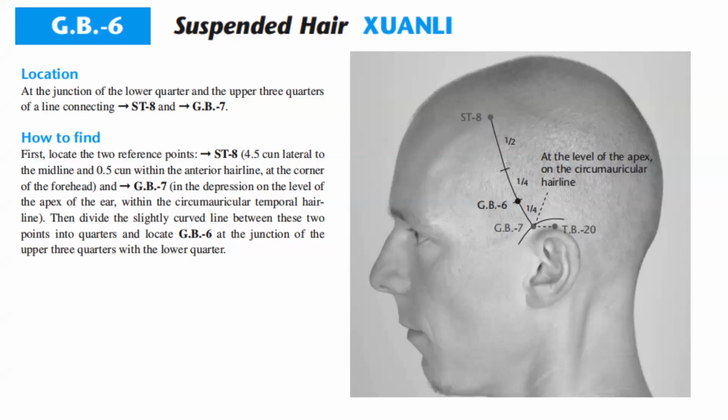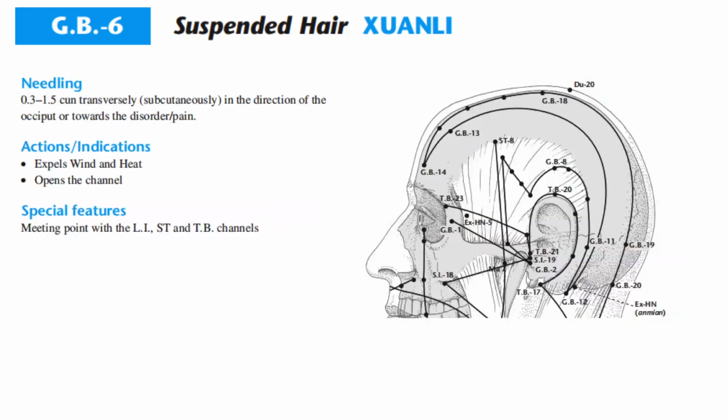Stomach 8, which is located 4.5 cun lateral to the midline and 0.5 cun within the anterior hairline at the corner of the forehead, and GB7 in the depression on the level of the apex of the ear within the circumauricular temporal hairline. Then divide a slightly curved line between these 2 points into quarters and locate GB6 at the junction of the upper 3 quarters with the lower quarter.